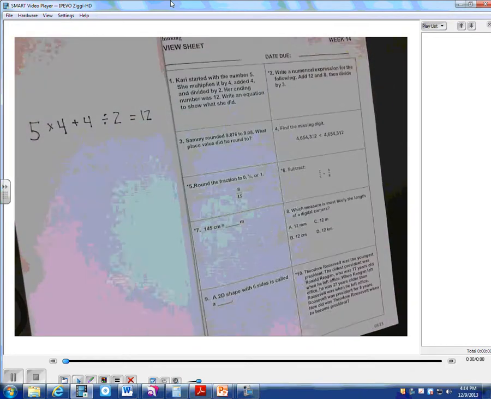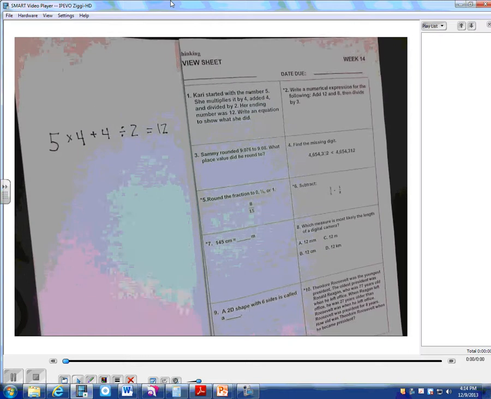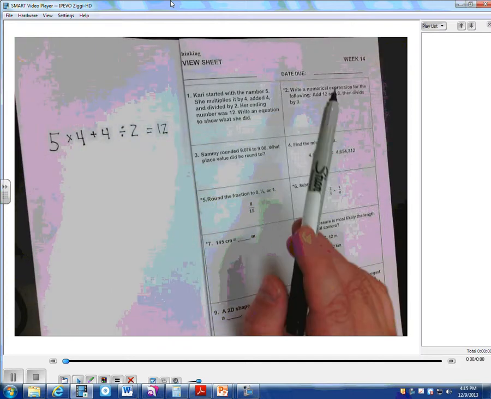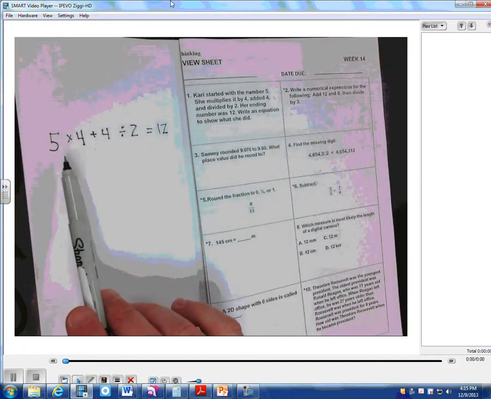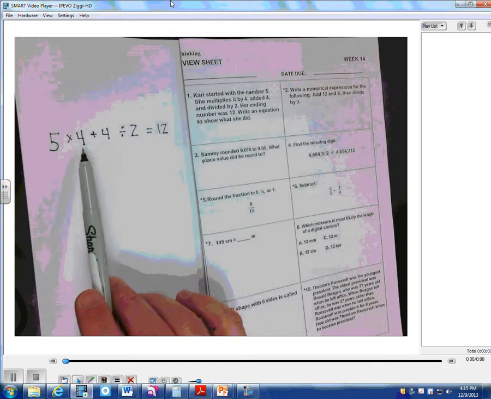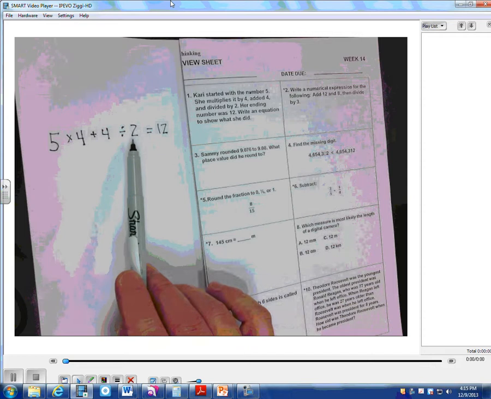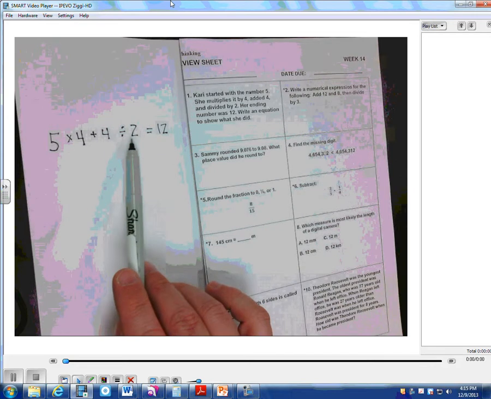Okay, so if I leave this problem like this, it's going to be wrong, because I have to follow the order of operations, and that's parentheses, exponents, multiplication or division, addition or subtraction. But the problem tells us to do certain things. They told us to start with 5, which we did. They told us to multiply it by 4. They tell us then to add 4. And then they say to divide by 2. So if I'm doing my order of operations, that divide by 2 isn't going to be last.